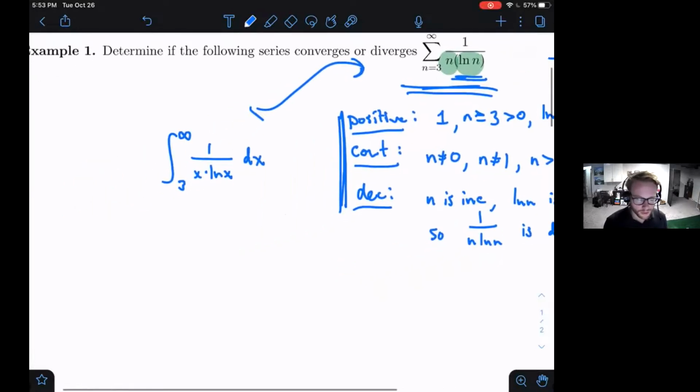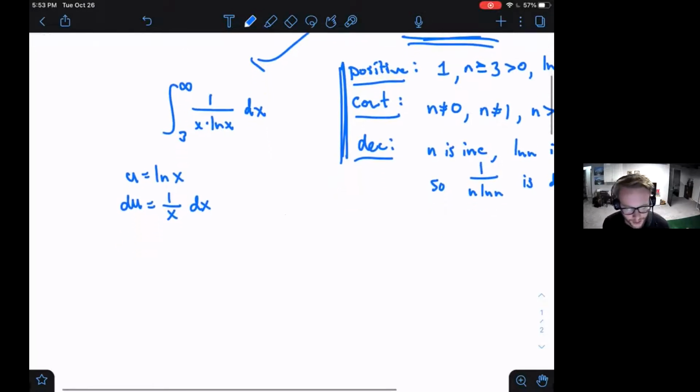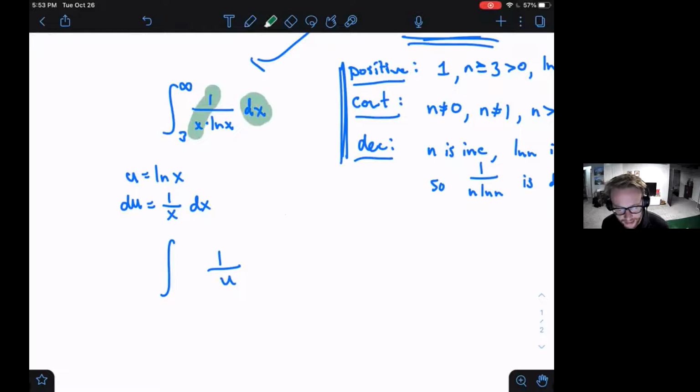In order to solve this, we're going to use a u substitution. I'm going to use u equal to the natural log of x, so du is equal to 1 over x dx. When I swap that in, we're going to have 1 over u, and then notice that the 1 over x dx is exactly what du is. So this is going to be du. I'm going to go ahead and solve the improper integral, so I'm going to drop my bounds for right now.